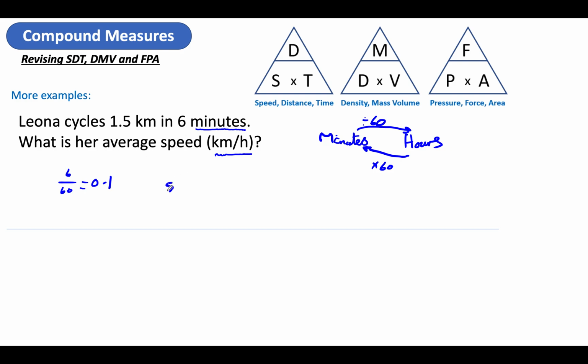Now I can do my speed calculation, which is speed is distance over time. My distance is 1.5. My time is 0.1 hours. And if I do that, I will get a speed of 15 kilometers per hour. So, you know, sometimes you need to convert these units. Always check that they're the same. If I'd just done 1.5 divided by 6, I'd have got completely the wrong answer.